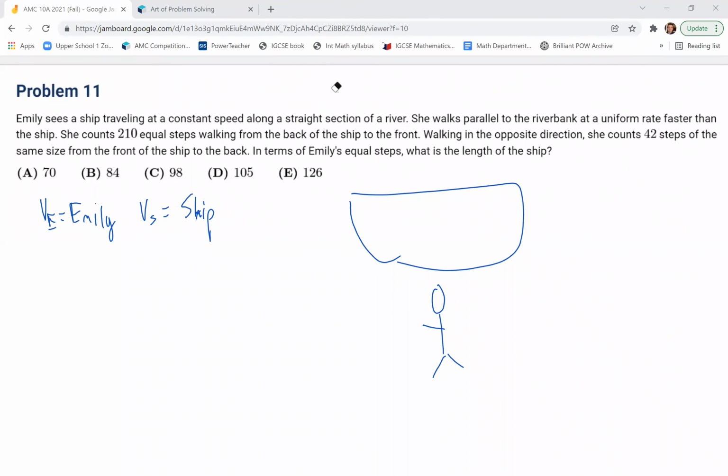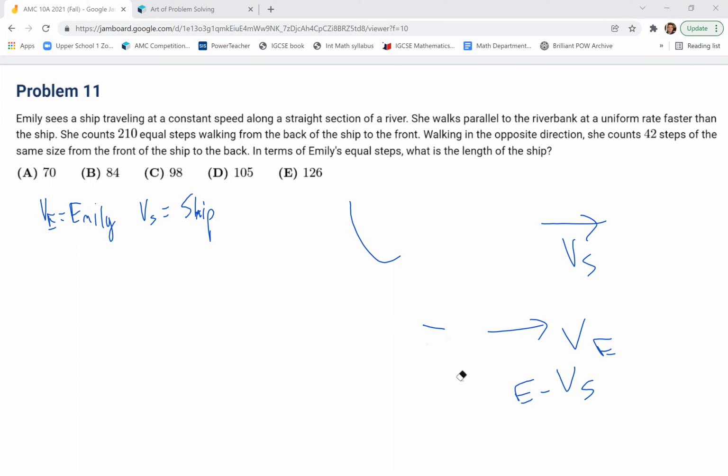If we think about the ship moving at the same time as Emily, then every minute the ship will move VS steps and Emily will move VE steps. So therefore, if they're both moving at the same time, then Emily's only advantage over the ship is the difference in their speeds, right? Because she's moved VE, the ship has moved VS. So therefore, her distance relative to the back of the ship is VE minus VS. So that's how we can think about how much distance across the ship she's making every minute.